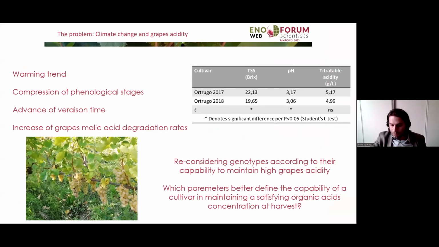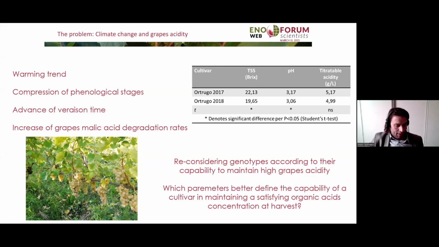My work deals with one of the main problems for the production of white and sparkling wines under the climate change scenario. In specific, the fact that in the hottest season we commonly find very low acidity in grapes and in wines due to the high respiration rates affecting the malic acid concentration. We find very low malic acid concentration.